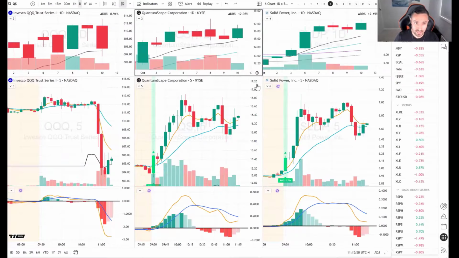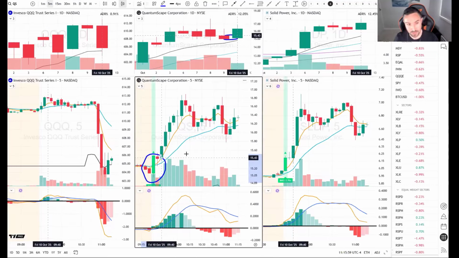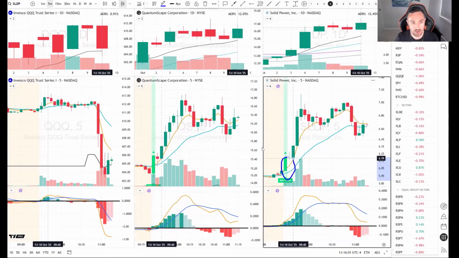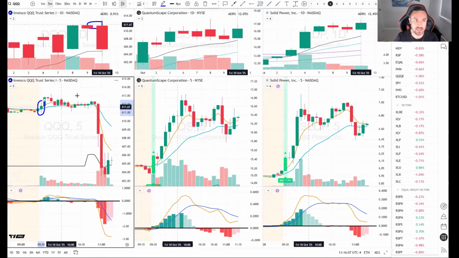Okay, so if we then take a look here, what do we see? So in the first 5 minutes today for QS and SLDP, they did this. There's the first 5-minute bar for QS. Here's the first 5-minute bar for SLDP. What did the triple Qs do? It's like a bullish doji, isn't it? Okay, it's not a bad bar for the triple Qs.